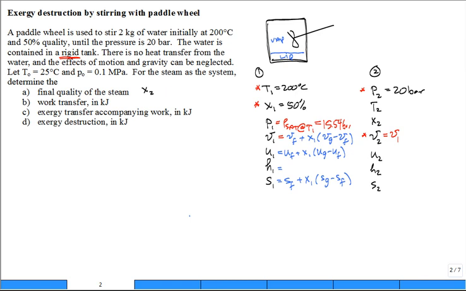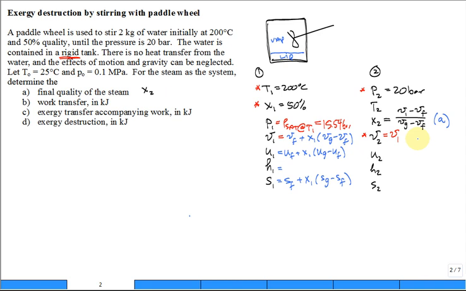How would I find the other properties at state 2 if I need them? Well, it asked me to calculate the final quality of the steam, X2. What is X2? Is it V sub 1 minus V sub F divided by V sub G minus V sub F? Sure. And so now you can find X2. And that's how you find the answer. I'm just going to mark it over here. The answer to part A.